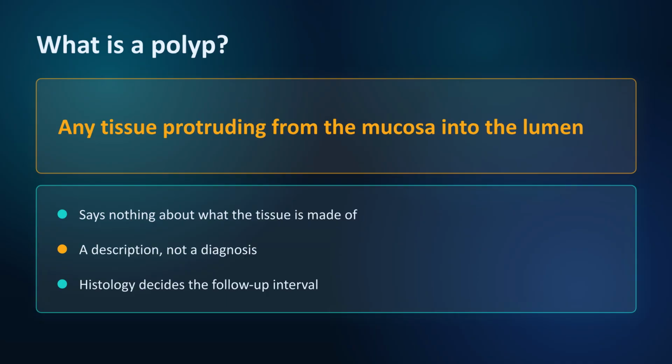Let us define our terms carefully. A polyp is simply any tissue that protrudes from the mucosa into the lumen of the bowel. Notice what that definition does not say. It says nothing at all about what the tissue is made of. So polyp is a description, not a diagnosis.